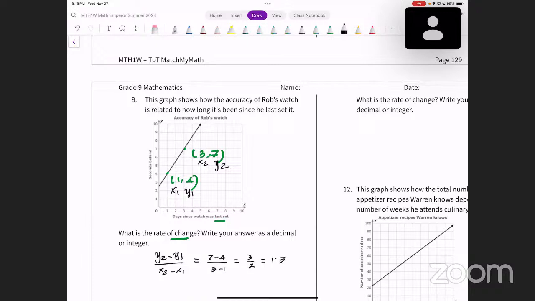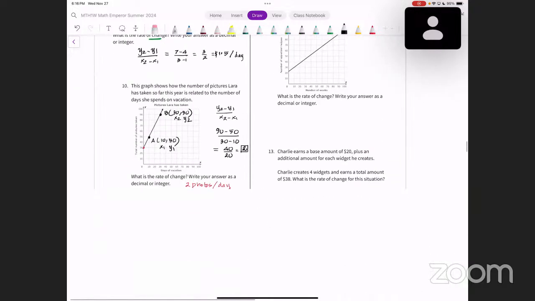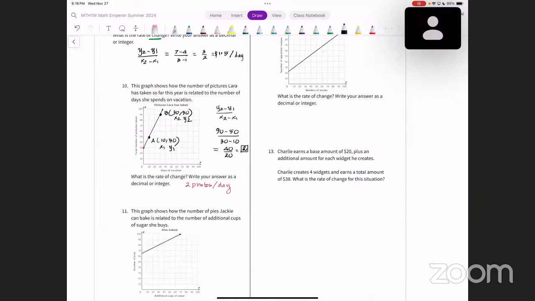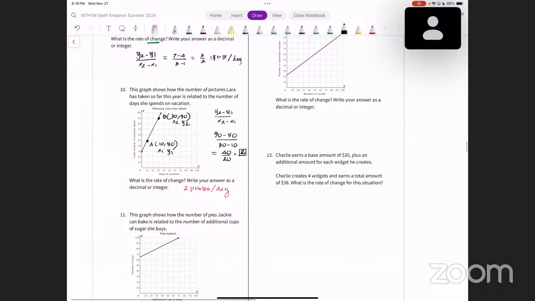What does 1.5 represent? When they ask the rate of change, you need to tell the unit. Seconds behind since last set. So that's basically per day, isn't it? It is behind by 1.5 seconds per day from when we last set it. Make sense? Are you following that? All right. So I'm not really going to go over it unless you ask me questions. Any other questions on that lesson?